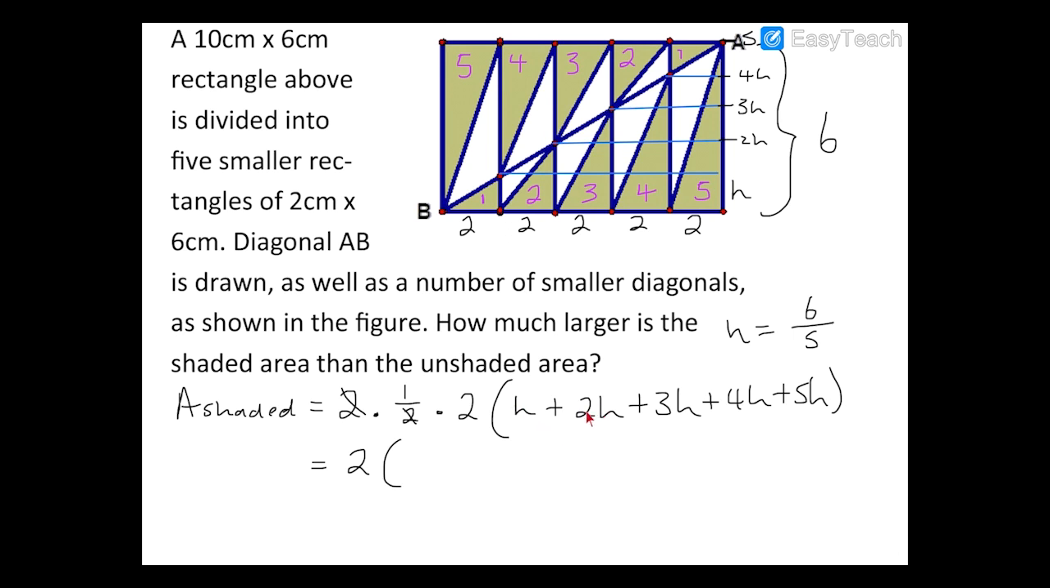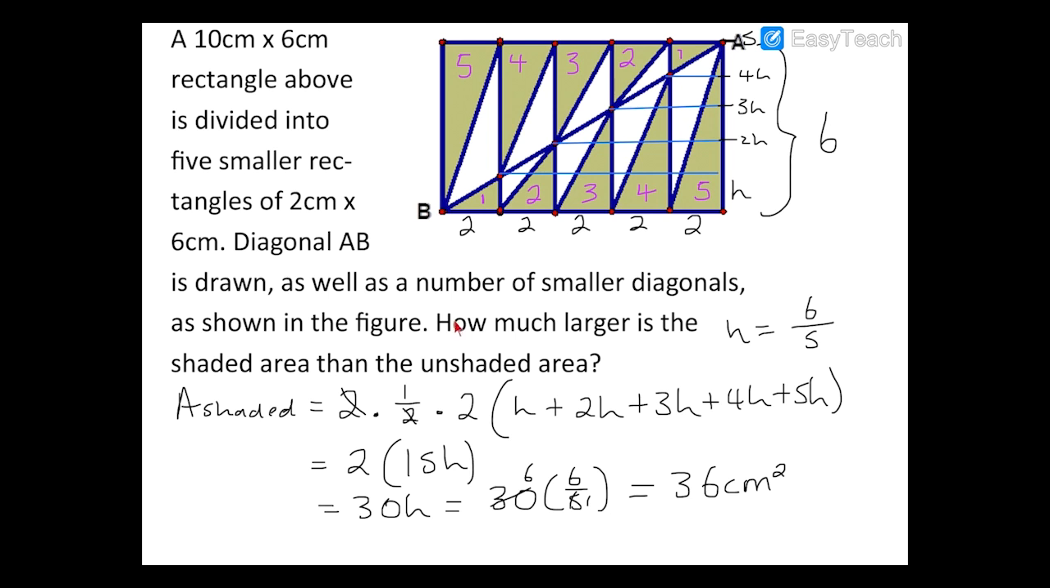If we simplify this, this 2 cancels that 2, and we have 2 into h plus 2h, that's 3h, 6h, 10h, then 15h. Which is equal to 30h, but we know the value of h already is 6/5, so this will be equal to 30 multiplied by 6/5. 5 goes in there once, goes in there 6 times, and we have 36 square centimeters for the area of all these shaded triangles.